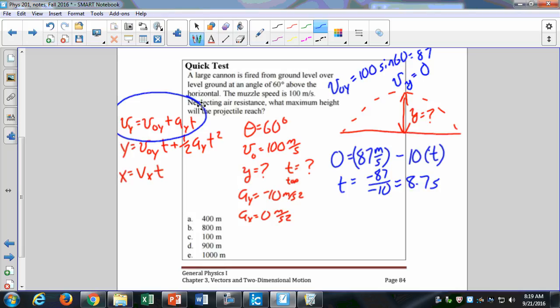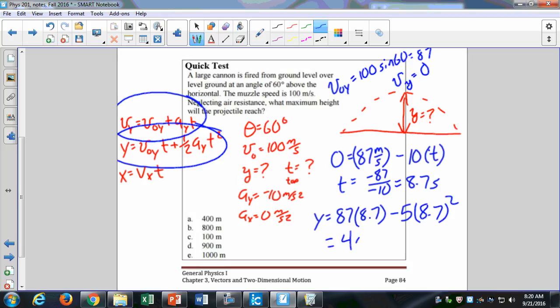That's a long hang time, almost 10 seconds, but it's going really fast. It's going at 100 meters per second, so it's going to go up to a very high height. All right, and then I use this to find my y. I say y is equal to v naught y, which is 87, times t, which is 8.7, minus 5, that's half of negative 10, times 8.7 squared. Is this 400? Okay, and that's equal to 400 meters. That thing goes up to 400 meters, 4 football fields high, and a hang time of 9 seconds. All right, so this is how you work this problem.